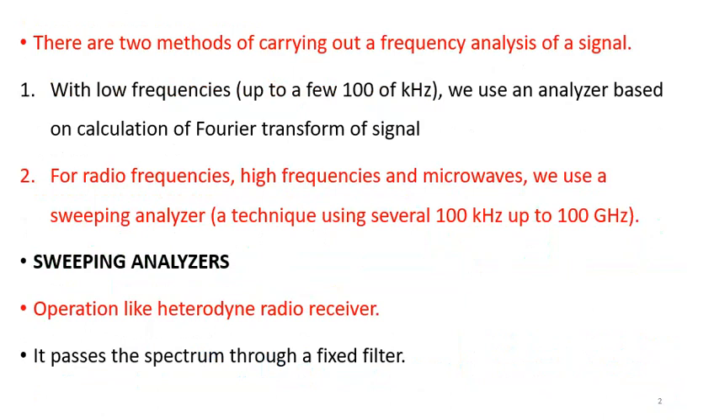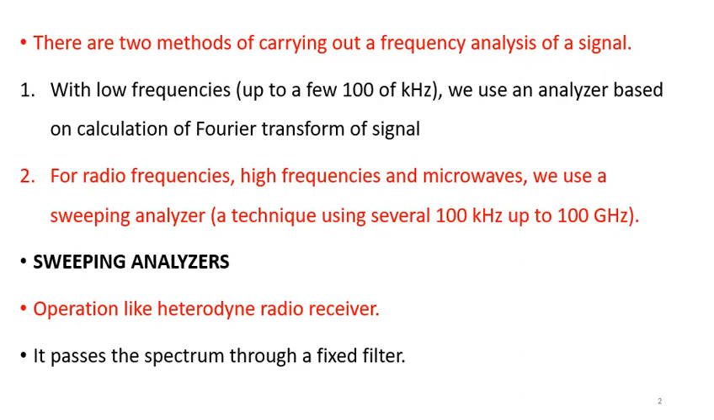If you want to carry out analysis using a spectrum analyzer, we have two basic types. The first is normally used for low frequencies, that is, frequencies up to 100 kilohertz. This kind of spectrum analyzer operates based on the Fourier transform of a signal. Normally they are called FFT, that is, fast Fourier transform spectrum analyzers. And as we have said, they operate at low frequencies up to 100 kilohertz.